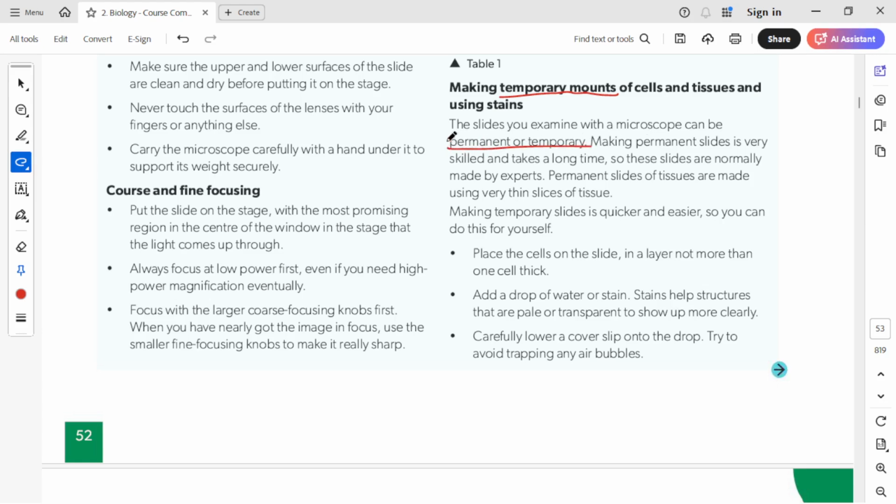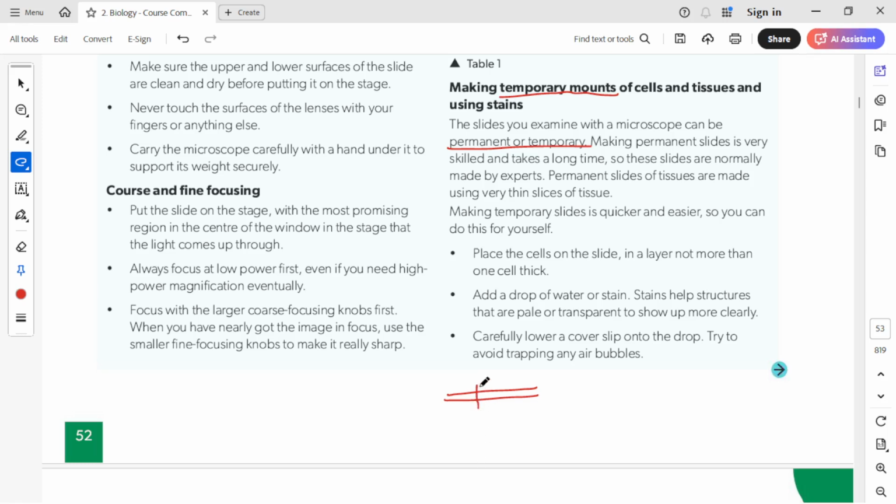To make a permanent slide, you need a lot of expertise, and it is not possible for everybody to make these permanent slides, because you have to cut a very thin section of the object that you want to see. It has to be 1 cell thick. Suppose, for example, this is a thin stem of any plant that I want to see under my microscope, so I'll cut a section of it.